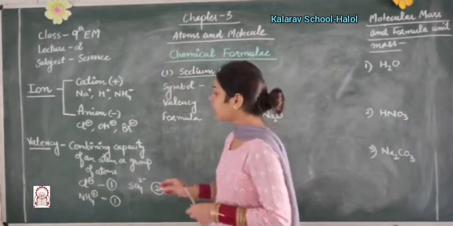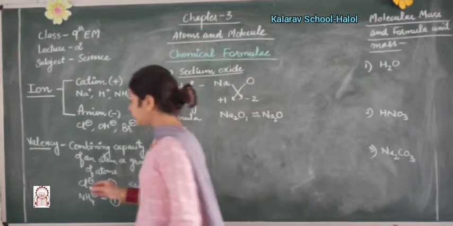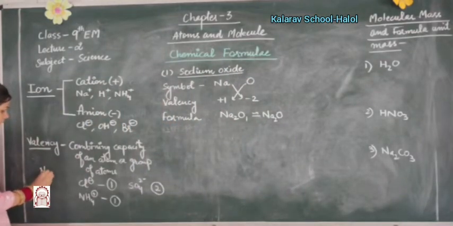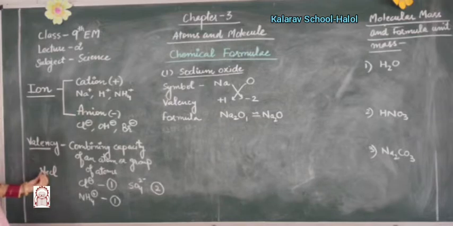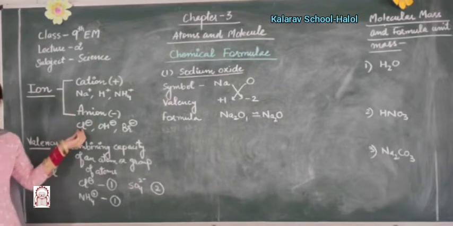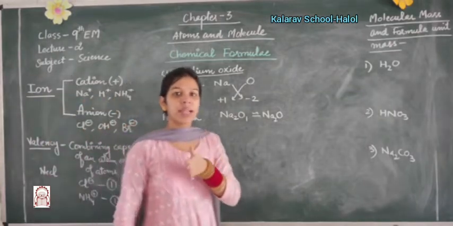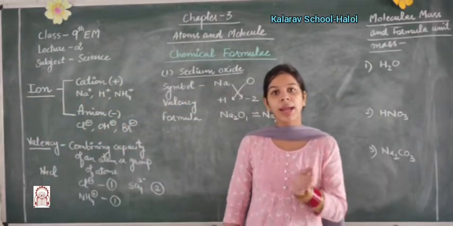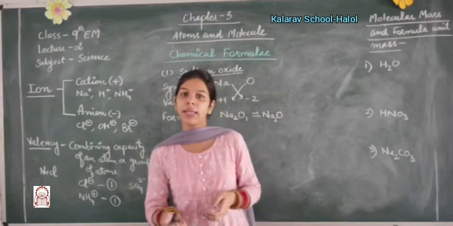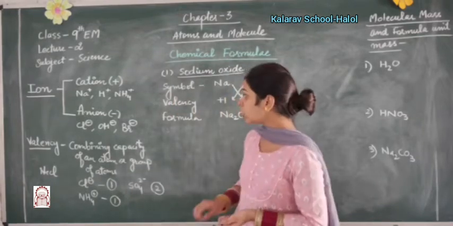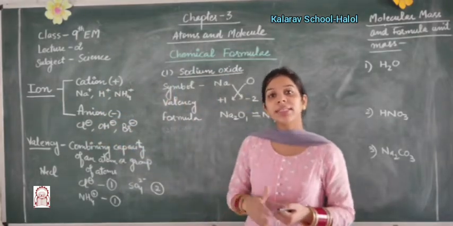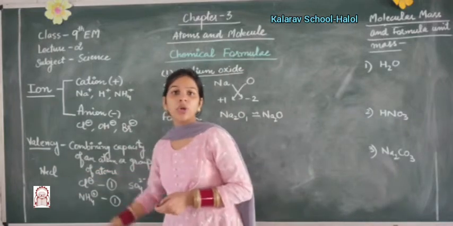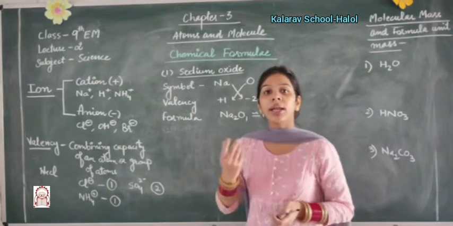For example, in NaCl, that is sodium chloride, you can see the first species is the cation, and Cl-, that is the anion. So the positive part represents the metallic character of the compound and the negative part represents the non-metallic character of the compound. Now the question arises, what do these charges represent? These charges represent the valency. So the next word we have to learn here is valency.